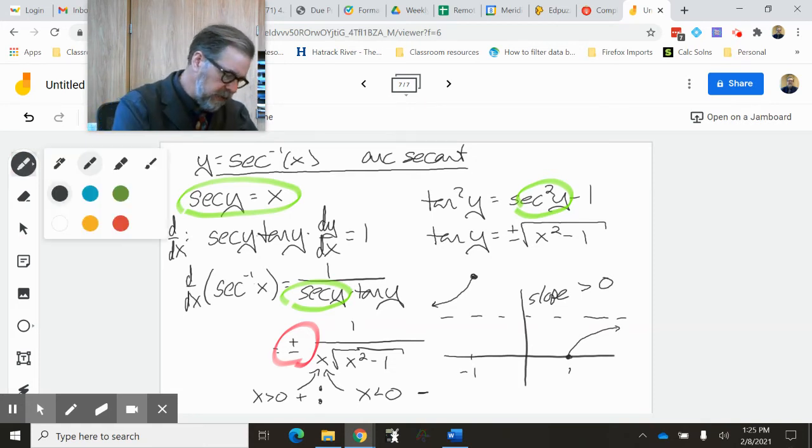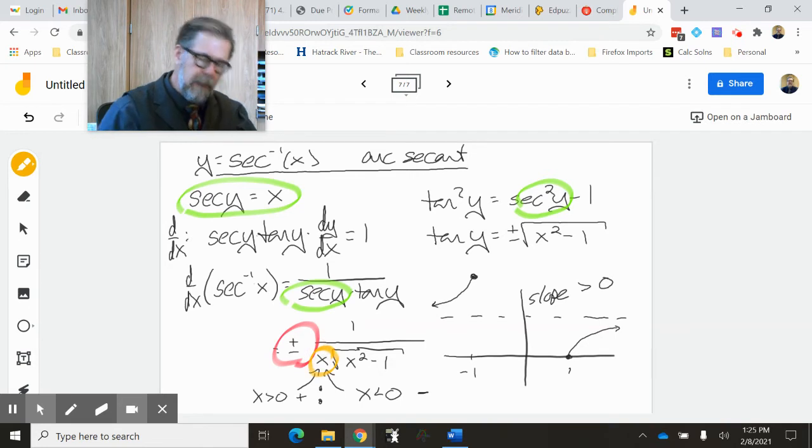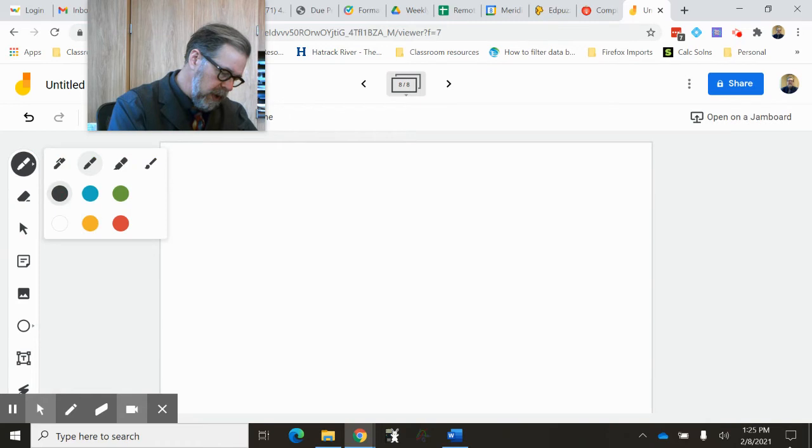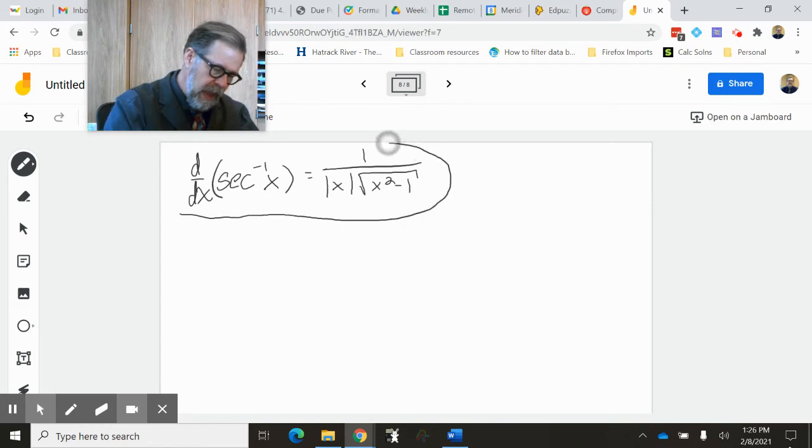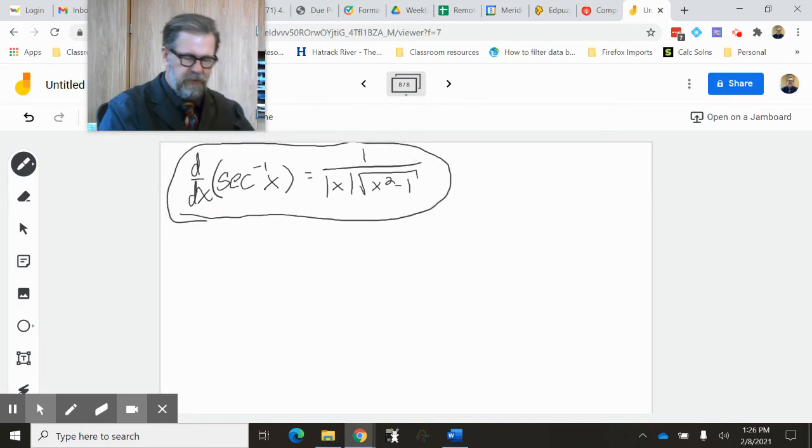So, simple solution. We'll just turn this right here into an absolute value, and then we don't have to have the plus or minus. So what we end up with is that the derivative with respect to x of arcsecant of x is equal to 1 over the absolute value of x times the square root of x squared minus 1. And of course, the usual caveats: if it's arcsecant of u, where u is a function of x, we use the chain rule and multiply this by the derivative of the inner function.